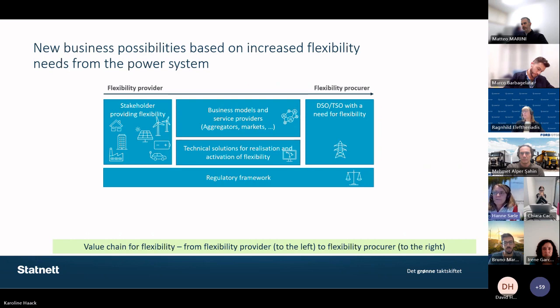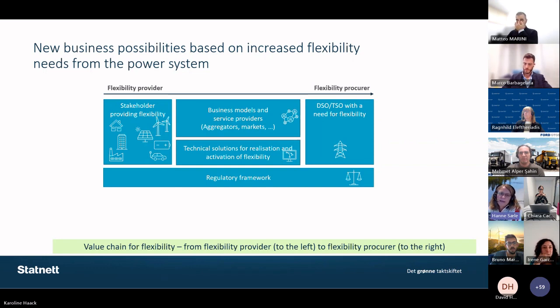For the flexibility procurer, that is the DSO, the distribution system operator, or the TSO, the transmission system operator, they need flexibility for operating the grid. As I said, it can be for balancing, it can be for congestion management, and it can also be utilized for voltage control. And the TSOs, for example, have several balancing markets where flexibility can be bid into these markets and activated when there is a need for flexibility in the power system.